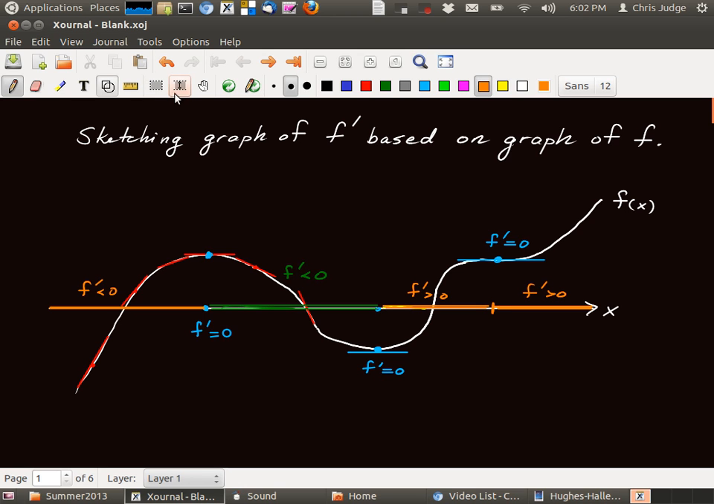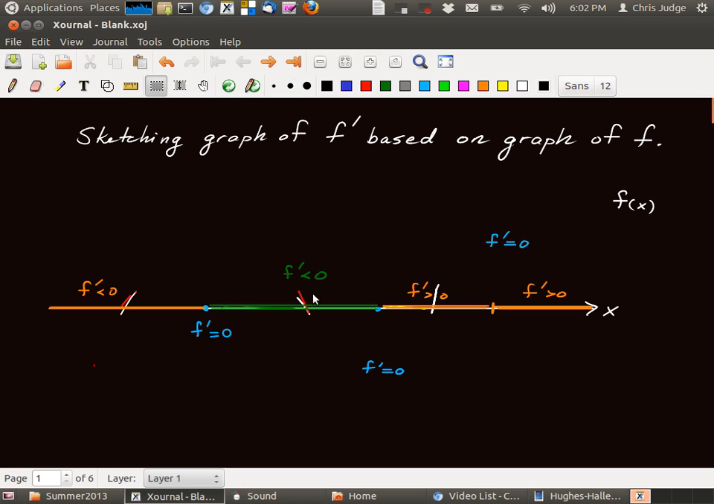So it might be best to just forget about our original graph at this point. We're going to get rid of the original graph, erase it from our memory, and work with the information that we obtained about f prime. So what do we know? We know that f prime is positive here, so we should draw a positive function. This will be the graph of f prime. We don't know exactly what it looks like, but we know it's positive.